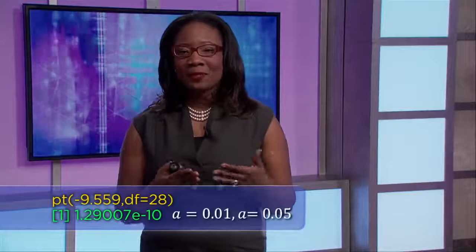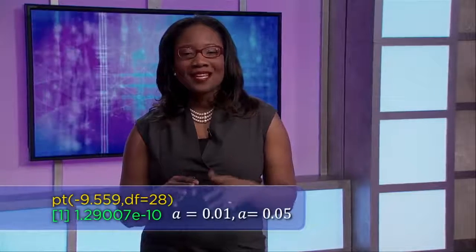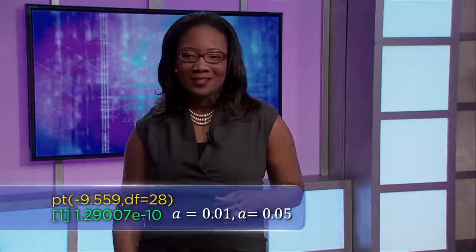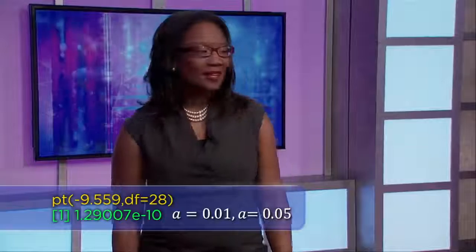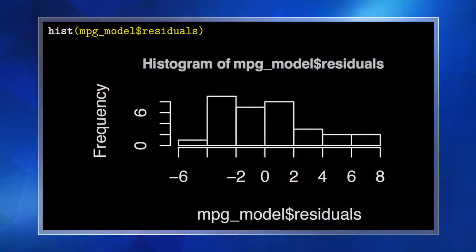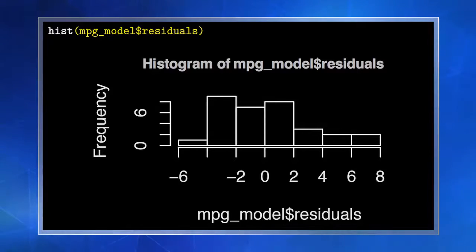Now, if we computed this p-value at an alpha of 0.05 or an alpha of 0.01, in both cases, it would lead us to reject the null hypothesis that beta 1 was equal to 0. Now we have to verify our model assumptions, and those mostly have to do with the residuals. So here's a histogram of the residuals from our model fit. They don't look too shabby. They're sort of centered, but you've got a little bit of skewness there.